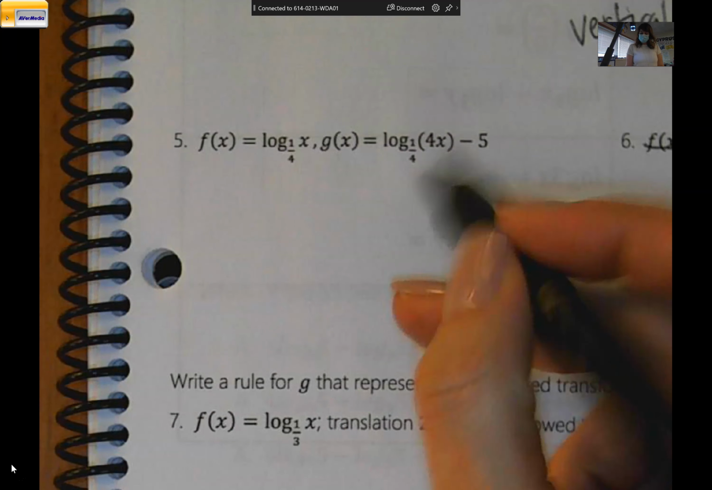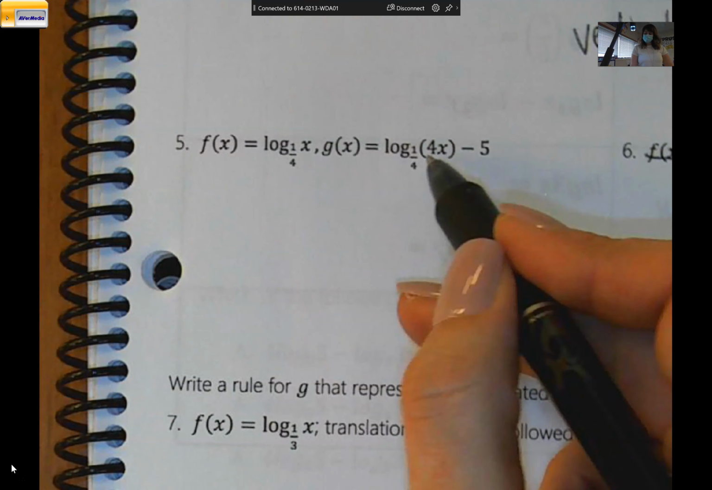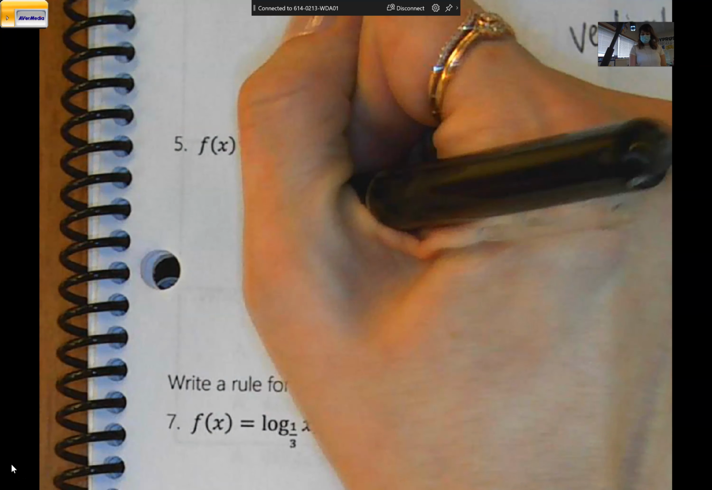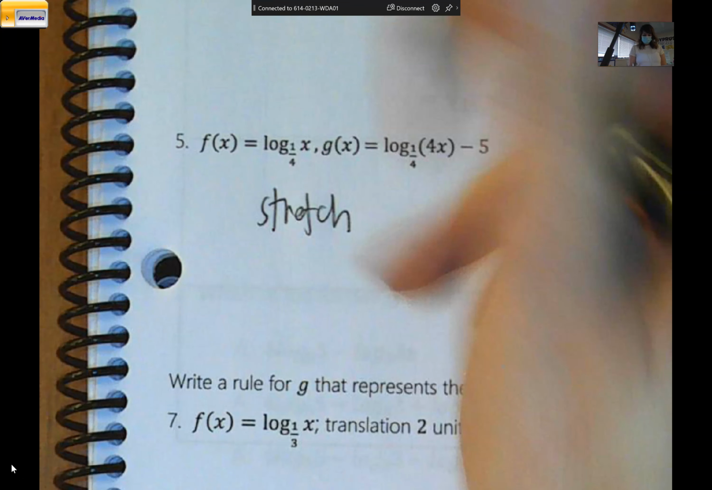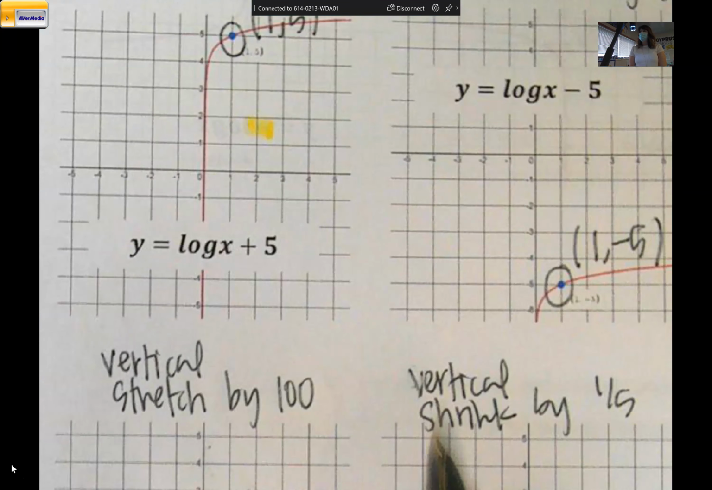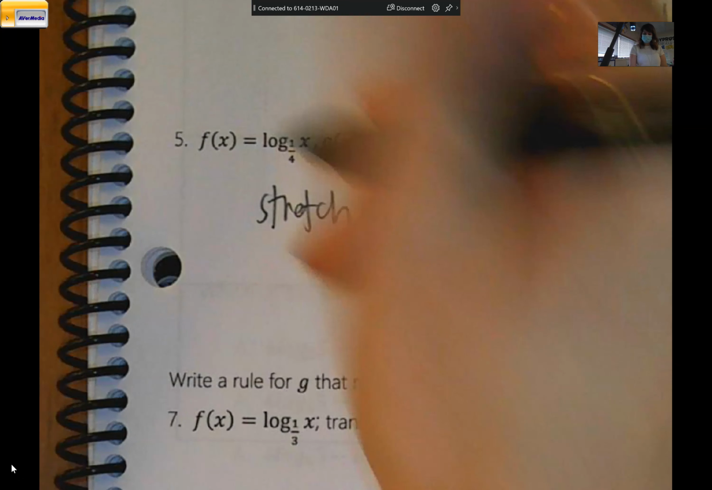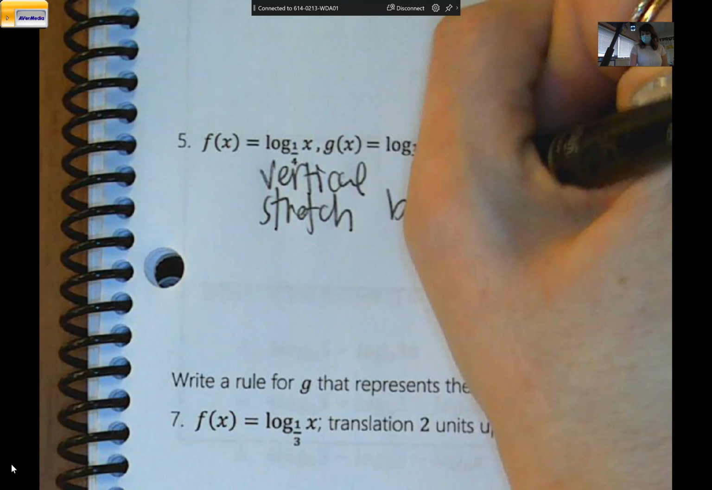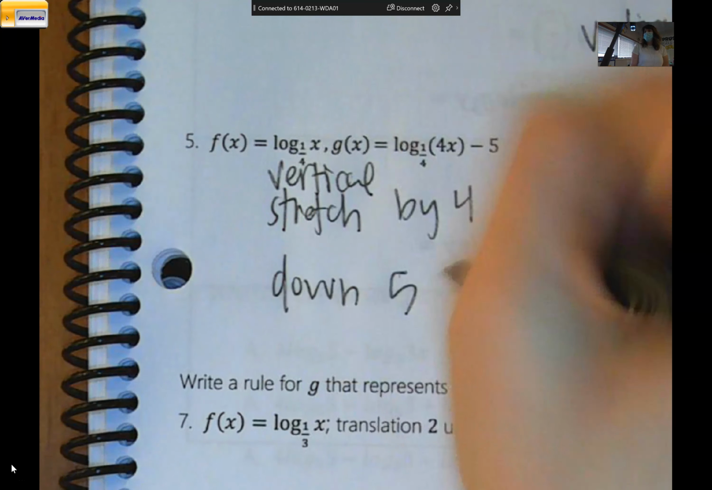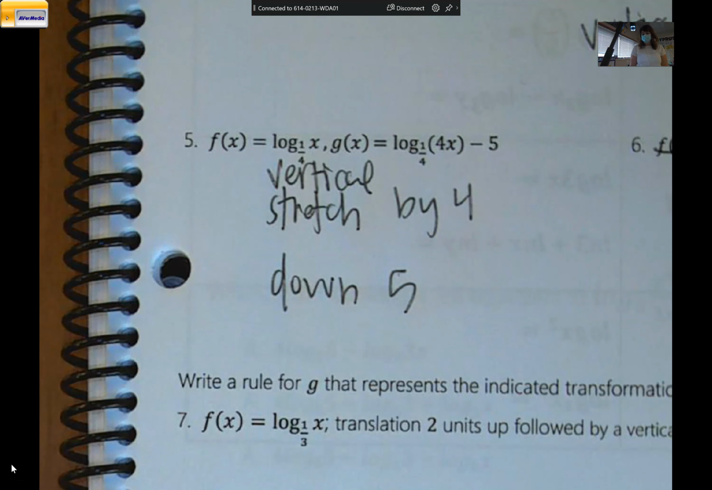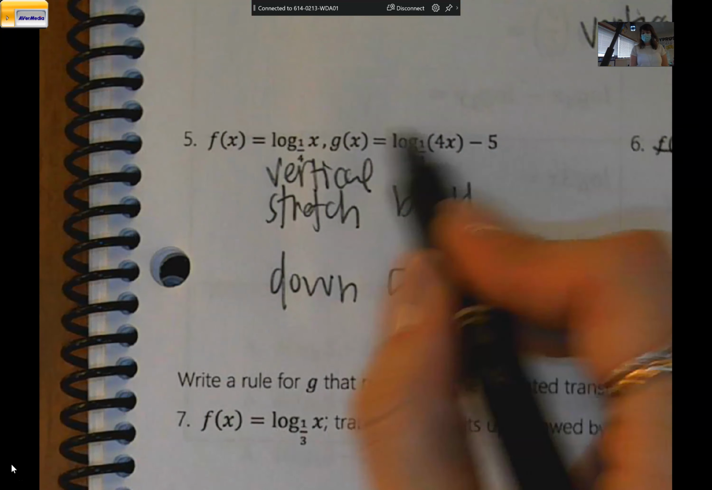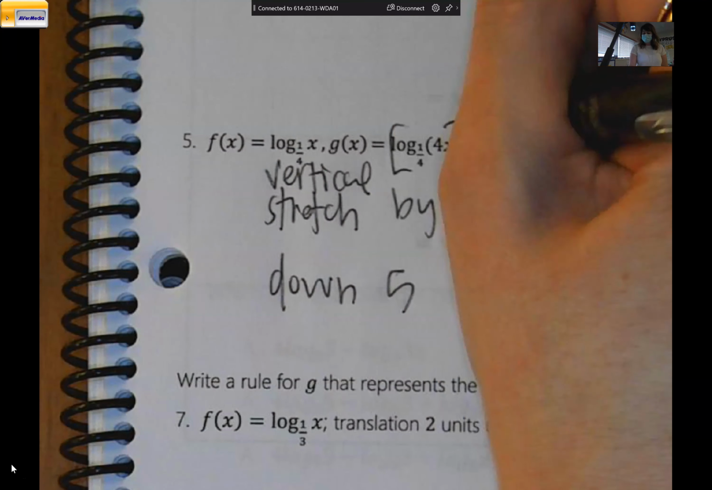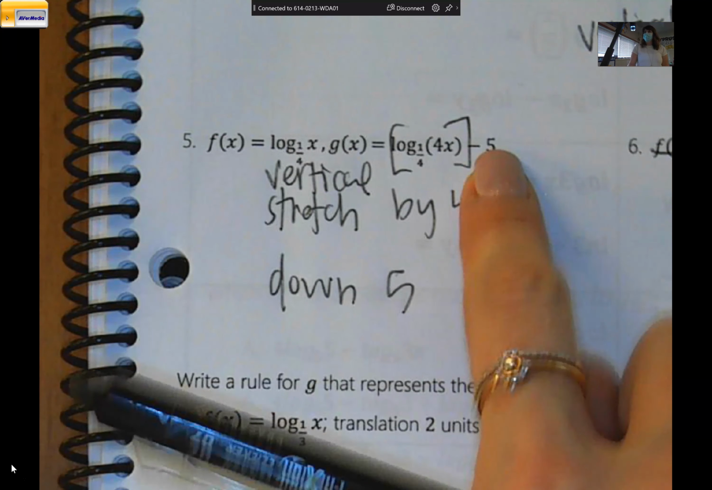Okay, this 4 on the front of the x is a stretch. So I have to remind myself it's a vertical stretch by 4 and then down 5. Because you're taking this entire function and shifting the whole thing down by 5.